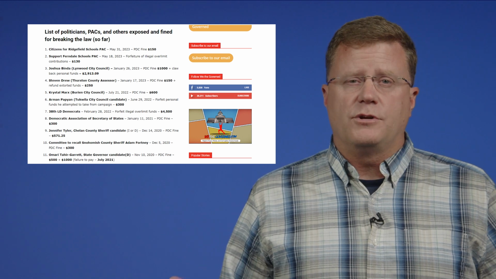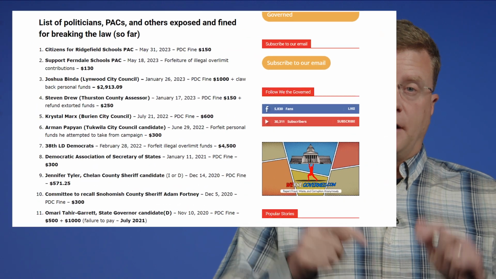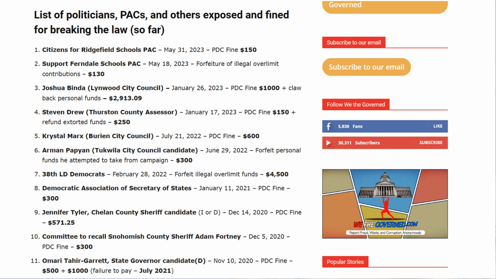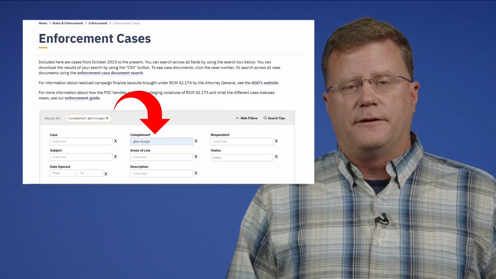If you doubt me or you believe that I'm exaggerating, that's not a problem. You can go to my website, which I'll have linked down below, to see all copies of these case files, or you can go to the PDC website, which I've also linked down below. It stands for the Washington State Public Disclosure Commission website, and you can search under enforcement cases, type in Glen Morgan as a complainant, and you can find most of the cases there as well.